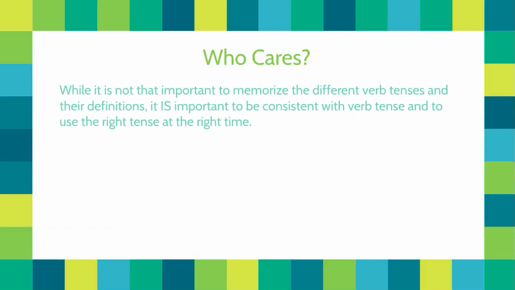And the truth of the matter is, it's probably not that important to memorize the different verb tenses and their definitions, like, to be able to spit back out, well, present progressive is this and present perfect is this. What is really important is to be consistent with verb tense and to use the right tense at the right time. So familiarity with these tenses, knowing they exist and that they're not interchangeable, they really mean different things, should really help you be clear and more precise in your writing.